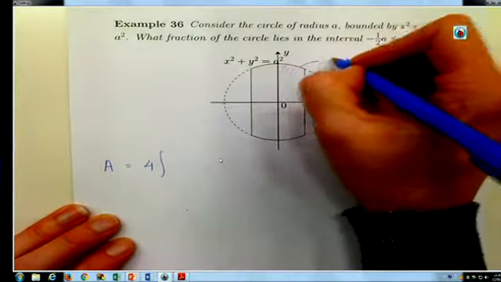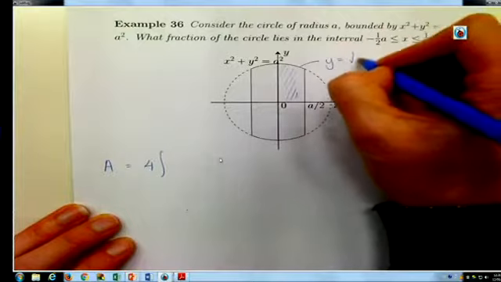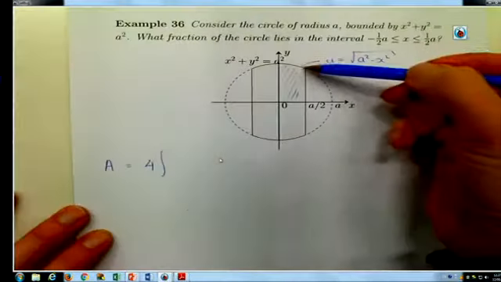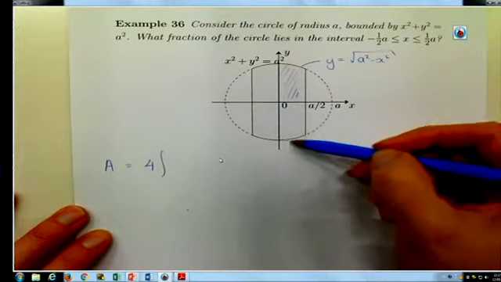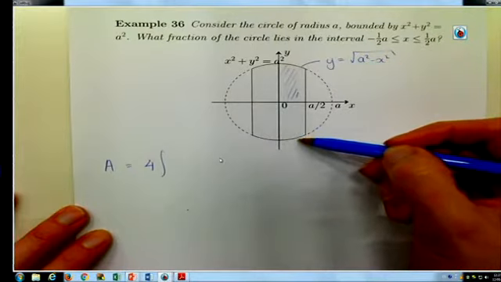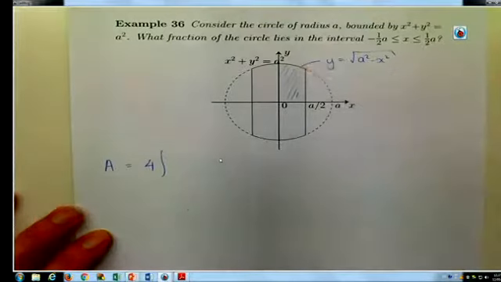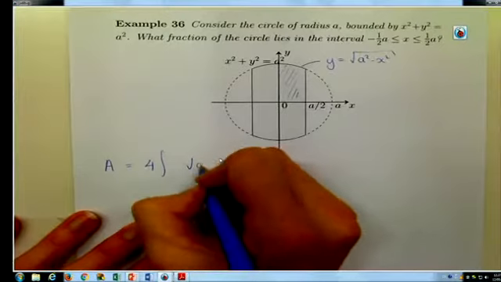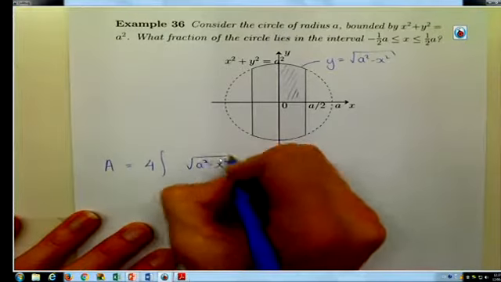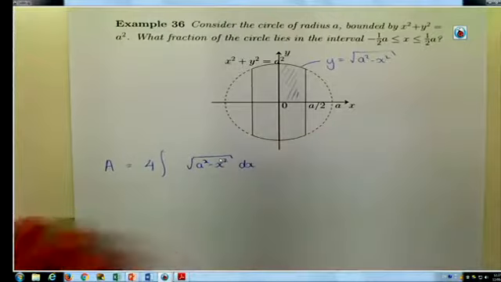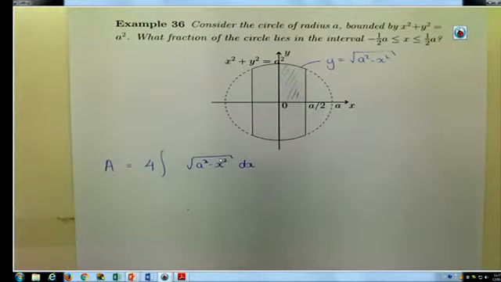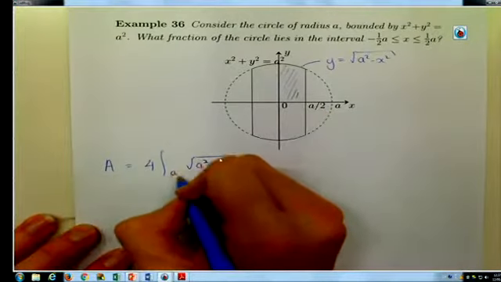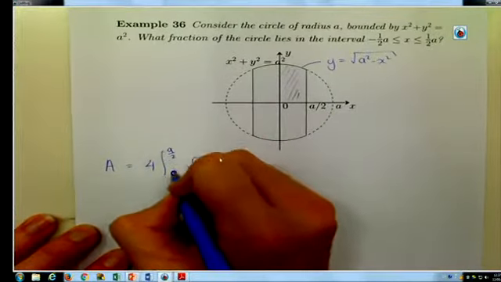Now this function here, just in this little area, is going to be y is equal to the square root of a squared take x squared. The reason I said just in this little area is because in this area here, you would take the negative square root. In this area here, you want to take the positive square root because you're at the top of the circle. So we've got something here that looks like the integral of the square root of a squared minus x squared dx, and we're going to integrate from 0 to a over 2.